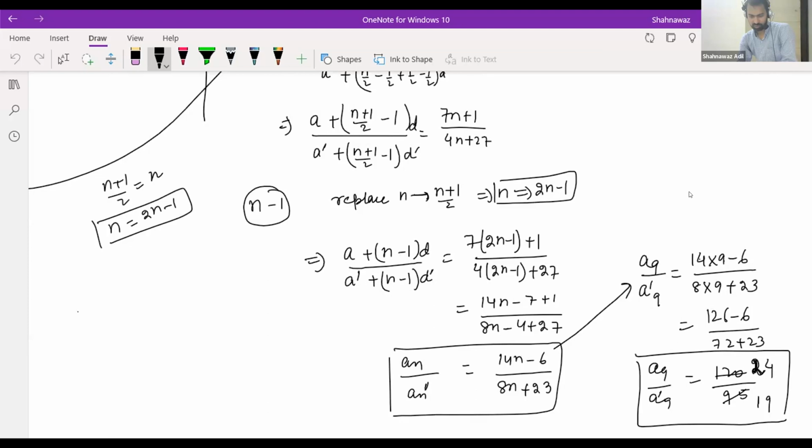So what did you get? 24 by 19. So you got the same answer, right? Yes, sir. But how did you get 10 minus? I didn't write the steps, sir. Okay. And you got n equals to 70.